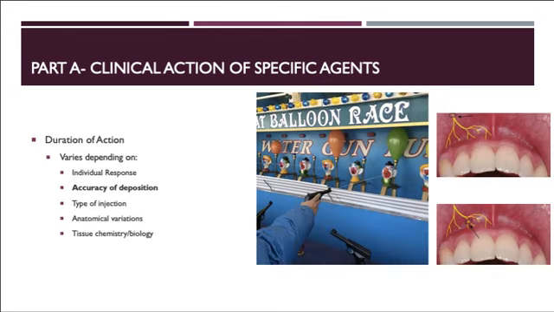We talked about individual response and how that affects duration of action. Now let's look at how the accuracy of deposition influences the duration of action. Remember, we're looking at all these different factors that can have an influence on how long your local anesthetic works. We said individual response is one, and now we're going to talk about accuracy of deposition. The best way to describe this in simple terms is by looking at the balloon race game, and you can see that picture right here.